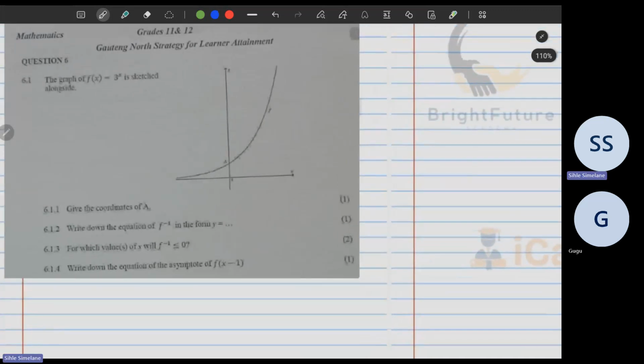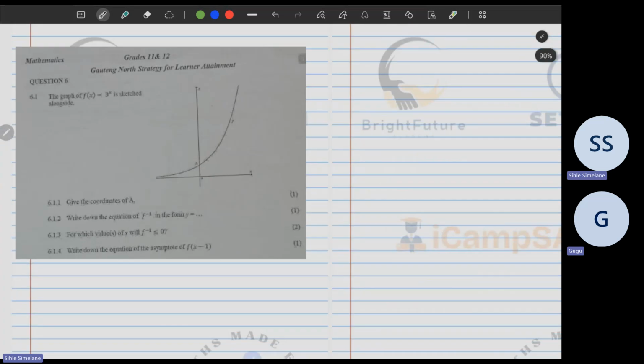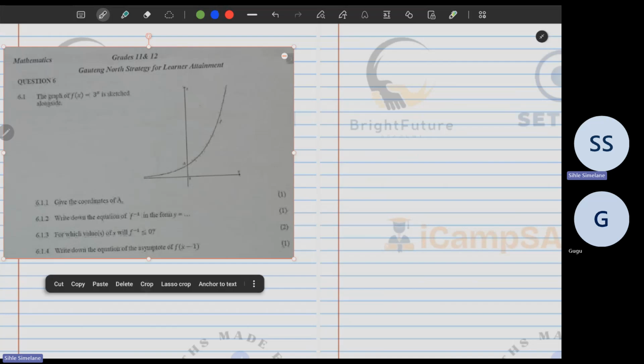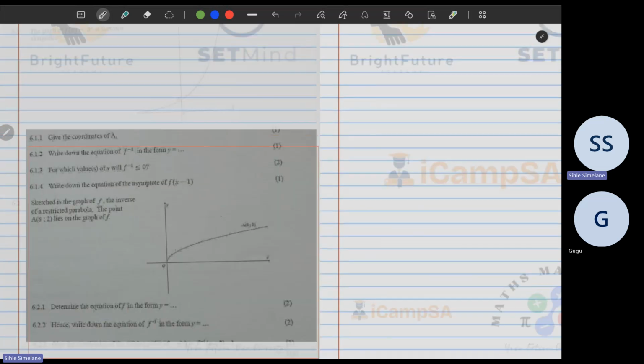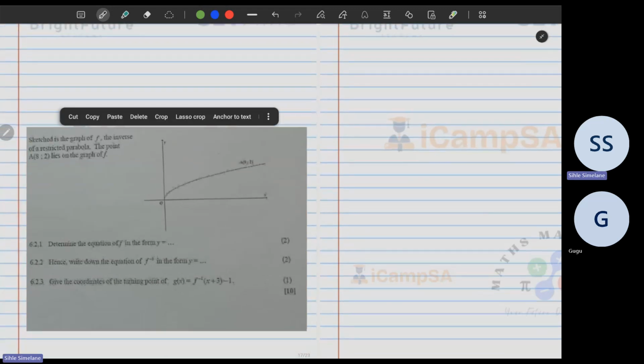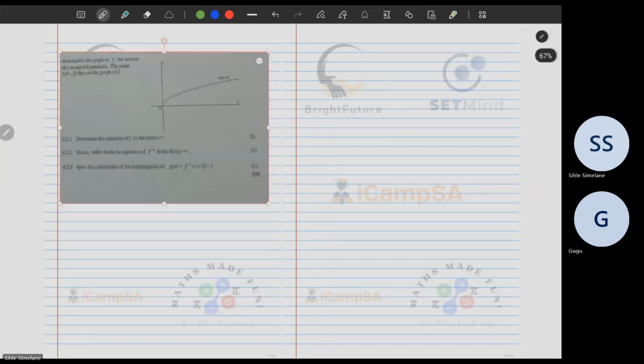So this one reads here, the graph of f of x is 3 to the power of x is sketched alongside. Then they say, give the coordinates of A. So this is a very simple, this is a parabola. Is this a parabola? Oh, let's go to the parabola one. Yeah, there's the parabola. My apologies, I was looking at the top question. So let's have a look at this nice parabola here, and let's see if it is hard.